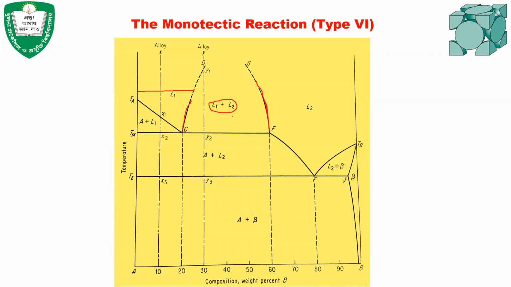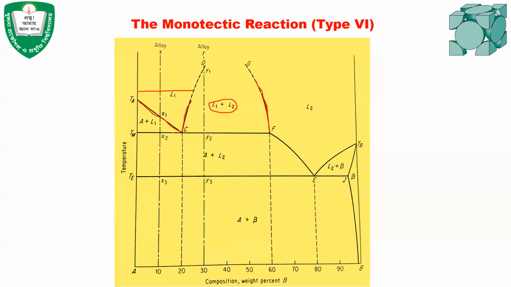Okay, that means they don't mix with each other. That means they are partly soluble, but not completely soluble, in this region. But if the temperature is very high, then they might be soluble and produce a single liquid. And when the temperature drops, let's say if you consider the alloy X, the temperature drops below this liquidus line CTA, then the solid A will be produced and liquid 1 will be there.